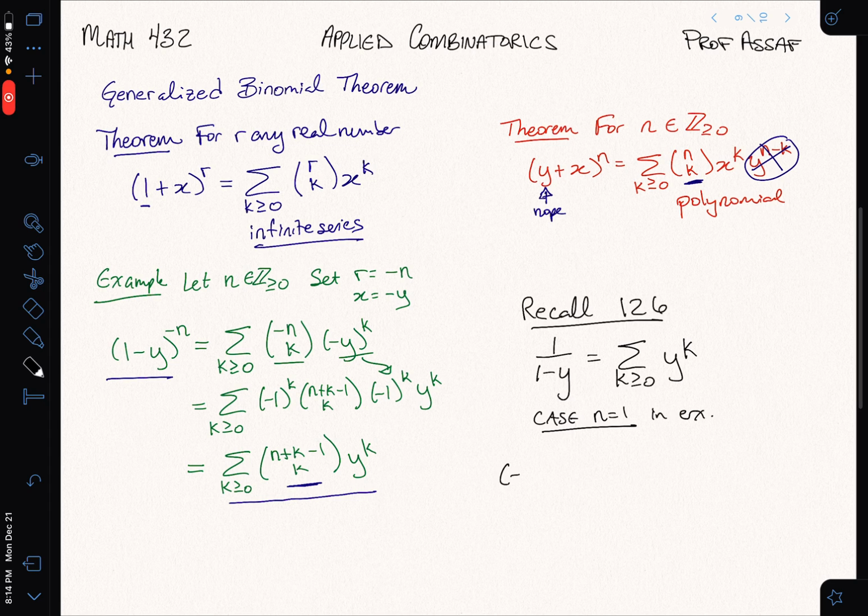I get 1 minus y to the negative 1, which is what I have, is equal to the sum k greater than or equal to 0 of, with n equals 1, 1 plus k minus 1 choose k, y to the k. Well, 1 plus k minus 1, that's just k choose k, which is just 1. So this is a generalization of this famous power series that you played with a lot in 126. We can think of it in this more general form with the generalized binomial theorem.